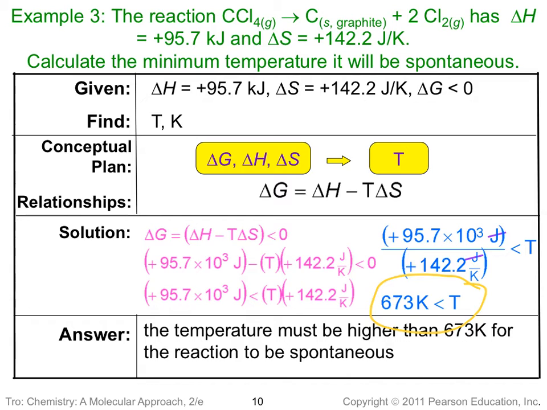So how did we do that? Well, we plugged into this and basically set delta G to zero in that equation. Again, these are the conversions. You got the joules, you got the joules per K. The temperature is going to be in Kelvin. And then we just solve for temperature.